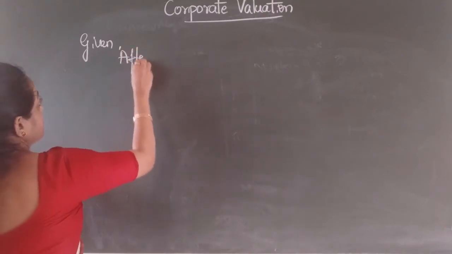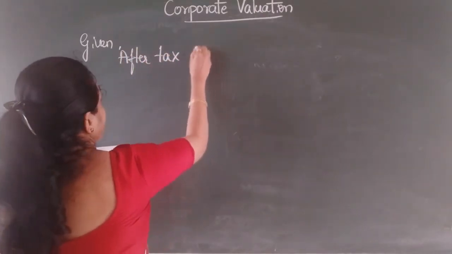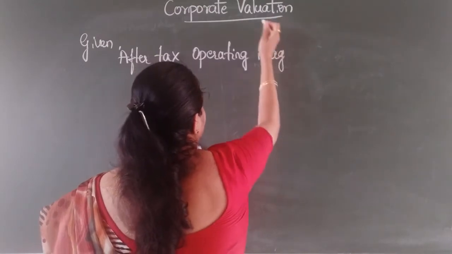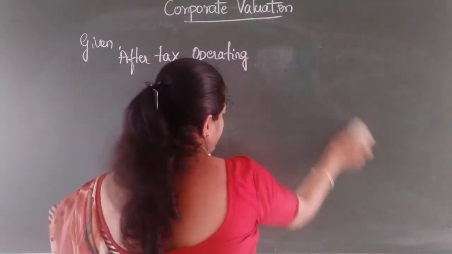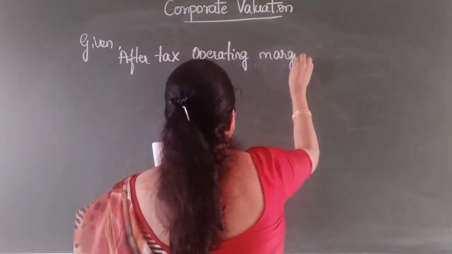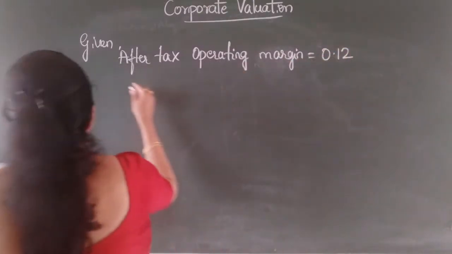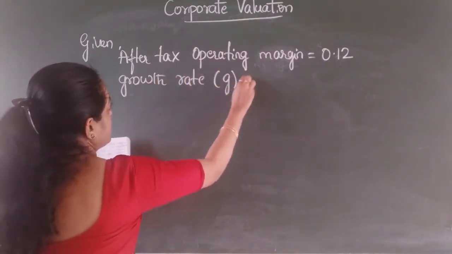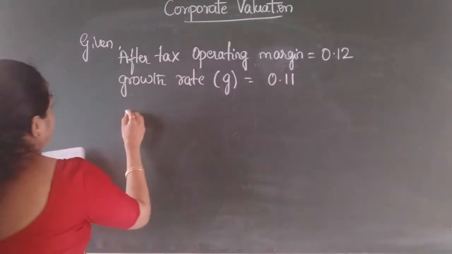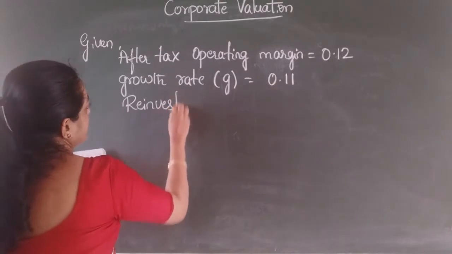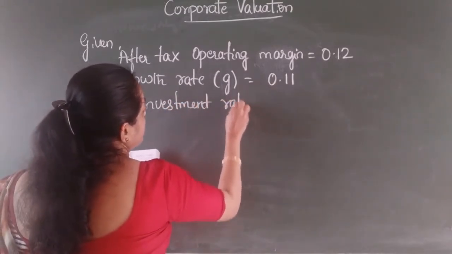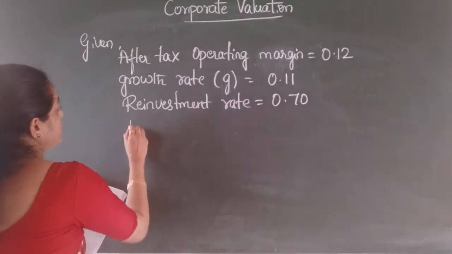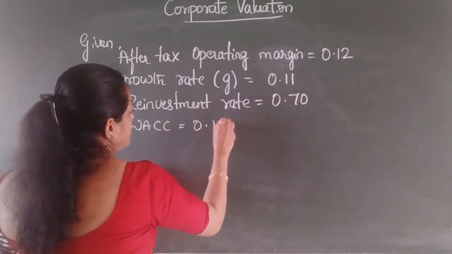after tax operating margin is equal to 0.12, growth rate G is equal to 0.11, reinvestment rate is equal to 0.70, that is 70%, and weighted average cost of capital is 0.13.